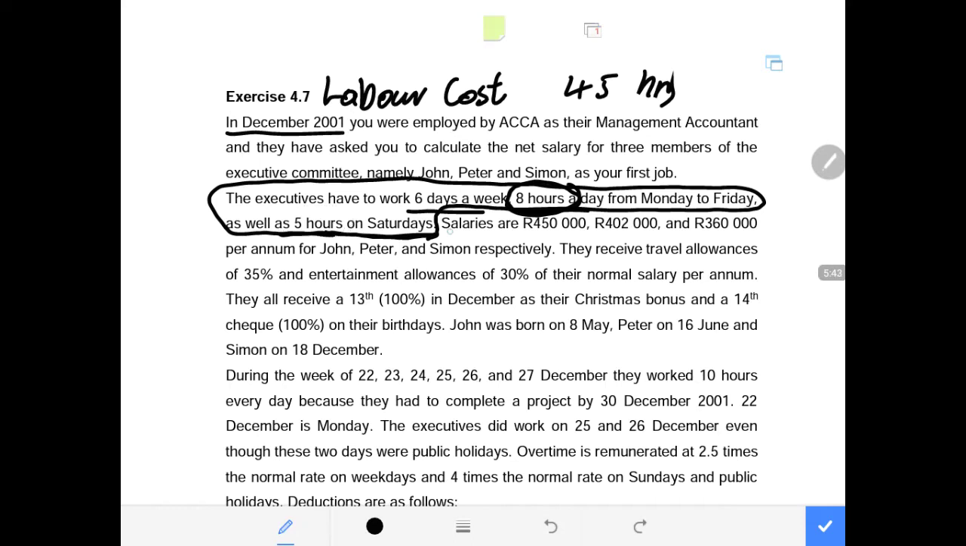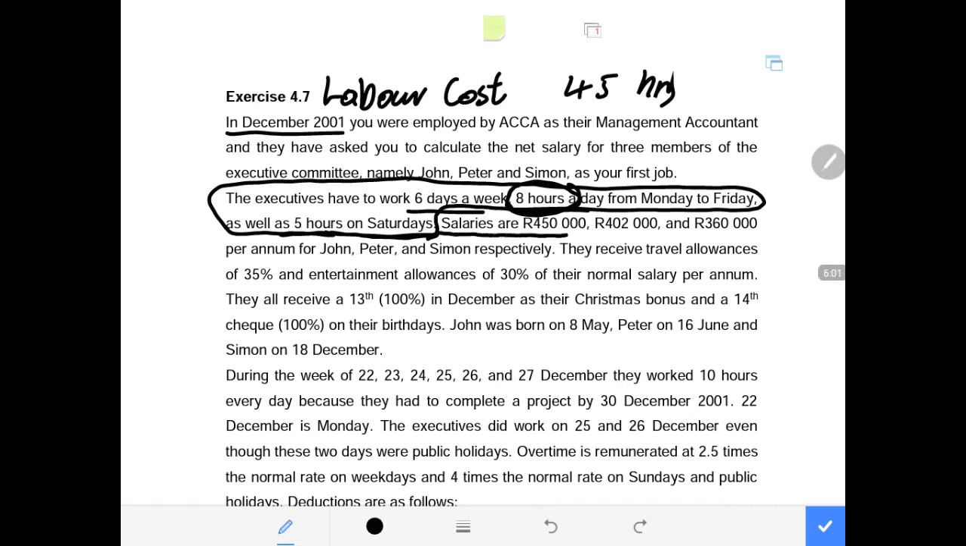Remember, we still don't know the payment rate, and also, based on public holidays and overtime, how they are being paid. But we are looking forward to seeing whether these executives did work overtime during the month of December 2001.